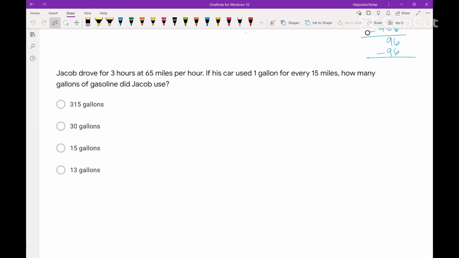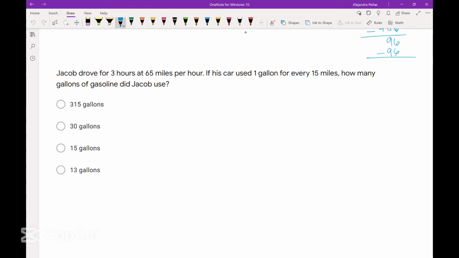Okay, so in this problem, this is a rates problem, but there's like 2 rates going on at the same time. So in this type of problem, you are going to need 2 proportions, because the answer of the first proportion will then help you get the answer of the second proportion, which will give you your final answer, if that makes sense. So in this question, it says Jacob drove 3 hours at 65 miles per hour. His car used 1 gallon for every 15 miles. How many gallons of gasoline did Jacob use?